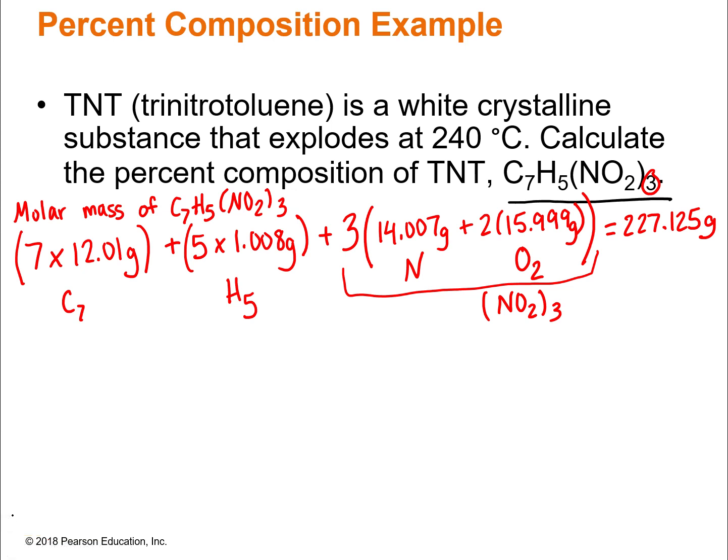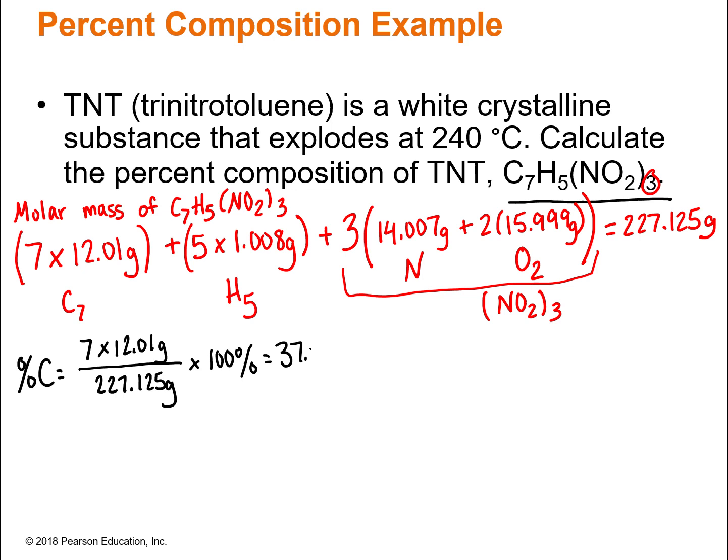Now we have to do the percent composition, which means what percentage does each element have in terms of the mass of a mole of this stuff. For the percentage of carbon, well, we've got 7 carbons. The mass from the periodic table is 12.01. You divide all that by the molar mass of TNT, multiplied by 100%. And we continue doing this for each one of the elements.